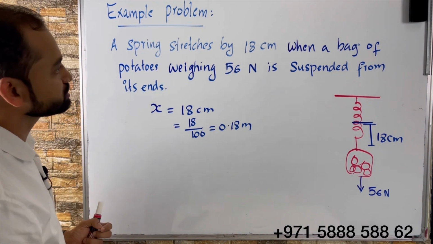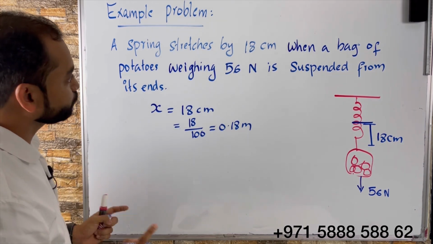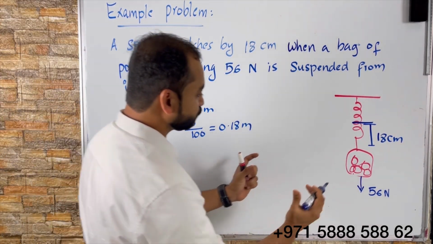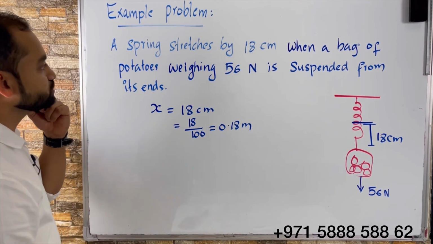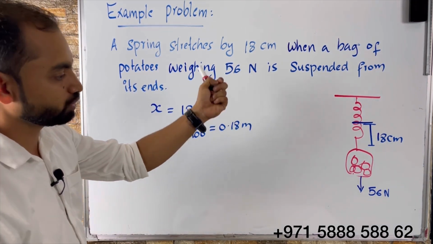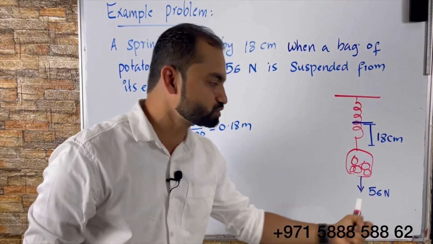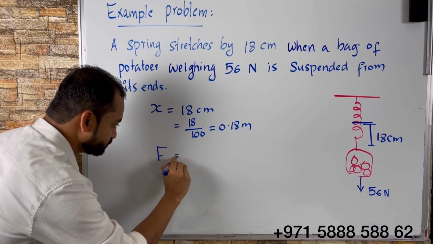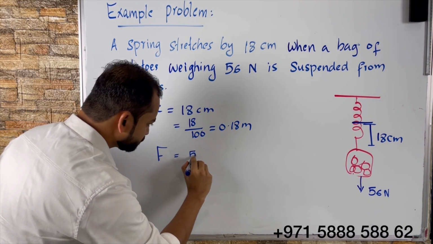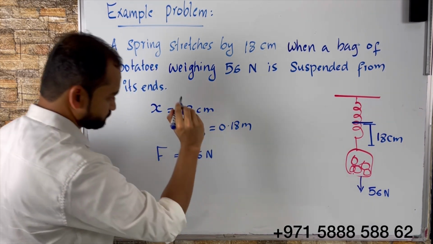What else is given in this question? The weight is given, right? It means how much force is applying here. How much force is applying? The 56 Newton force, right? That is the weight. How much weight is acting on the spring? That is equal to 56 newtons of force. 56 Newton is the force.